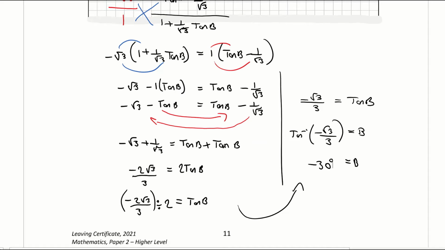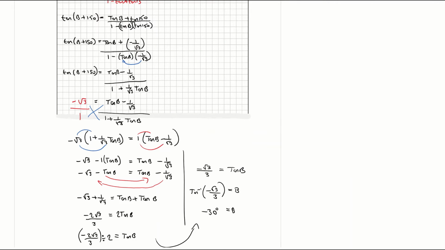Let's just zoom out a little bit. If we were to use our knowledge of CAST here, looking at our XY graph, we have cos positive in quadrant 4, all positive in quadrant 1, sine positive in quadrant 2, and tan positive in quadrant 3. So minus 30 degrees is down around here. That's our negative 30 degrees.